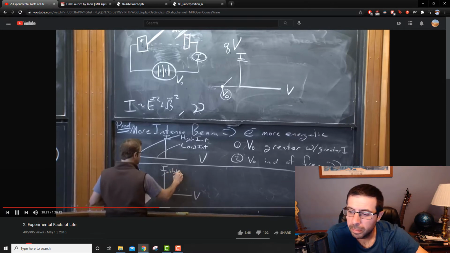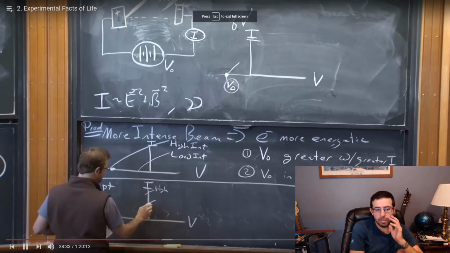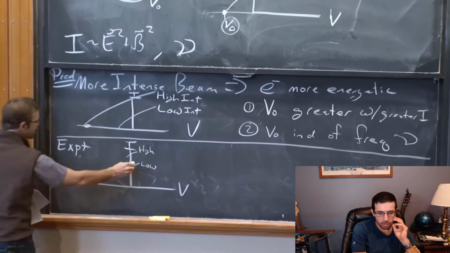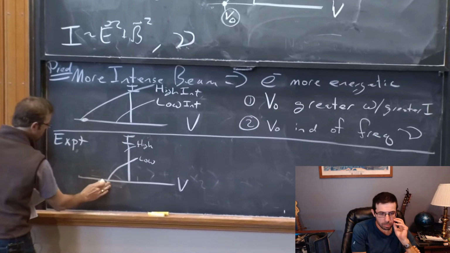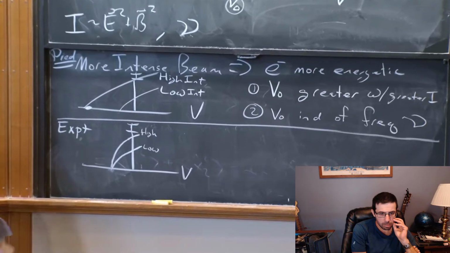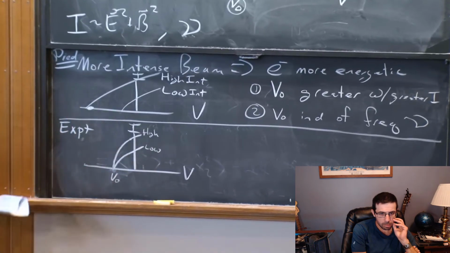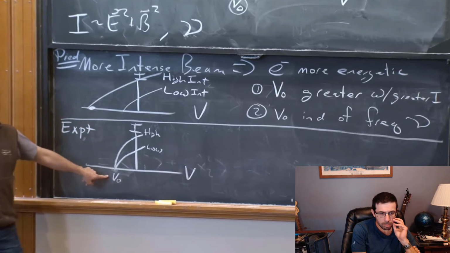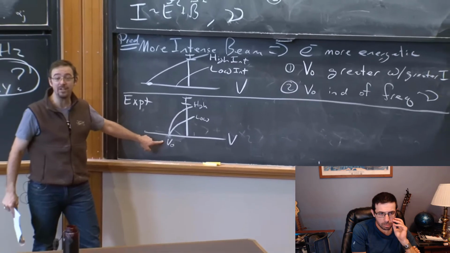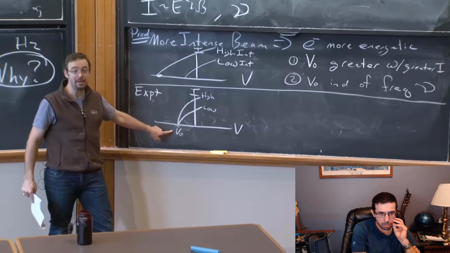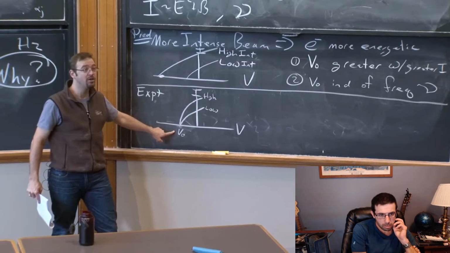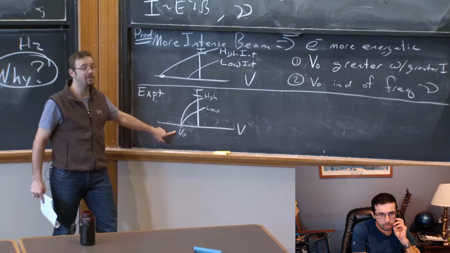Intensity leads to a larger current, and the low intensity leads to a lower current. But here's the funny thing that happens. As you go down to the critical voltage, their critical voltages are the same, V naught. What that tells you is that the kinetic energy of an electron kicked out of this piece of metal by the light is independent of how intense that beam is. No matter how intense that beam is, no matter how strong the light you shine on the material, the electrons all come out with the same energy.